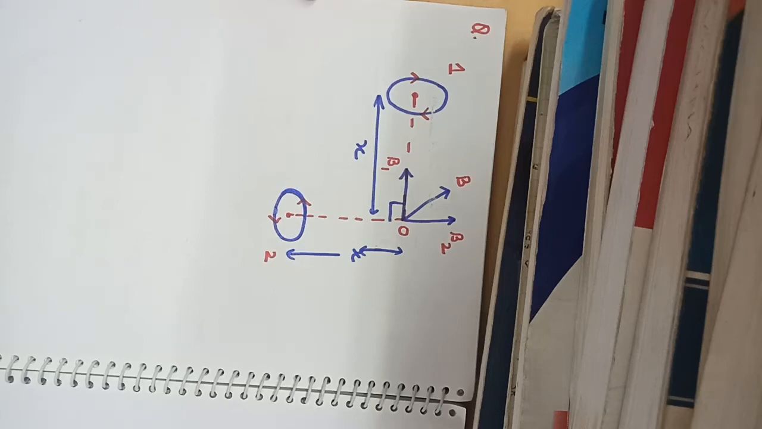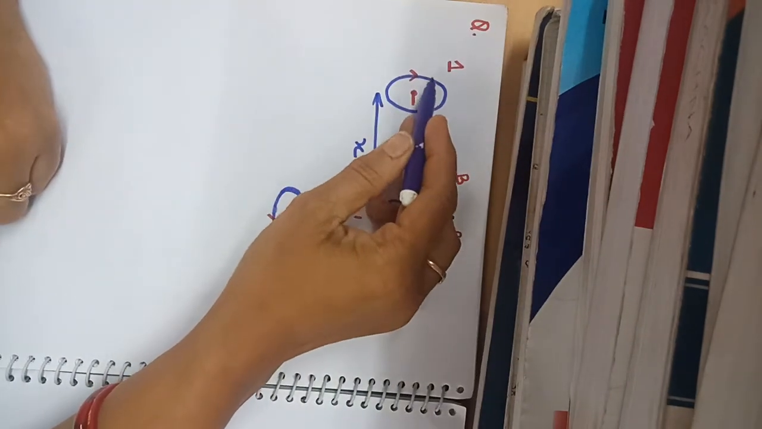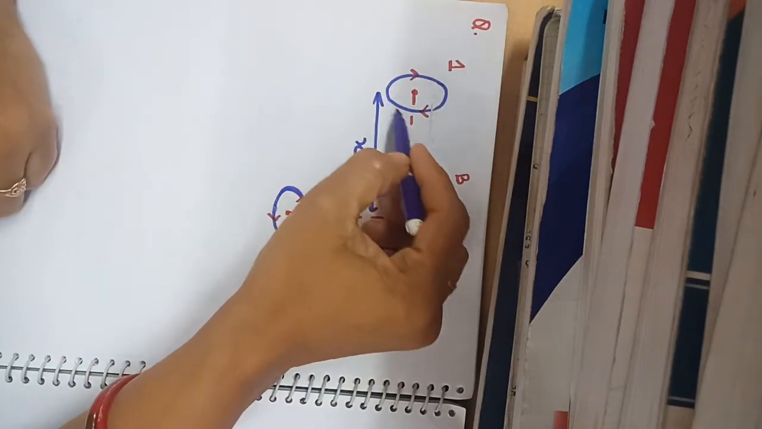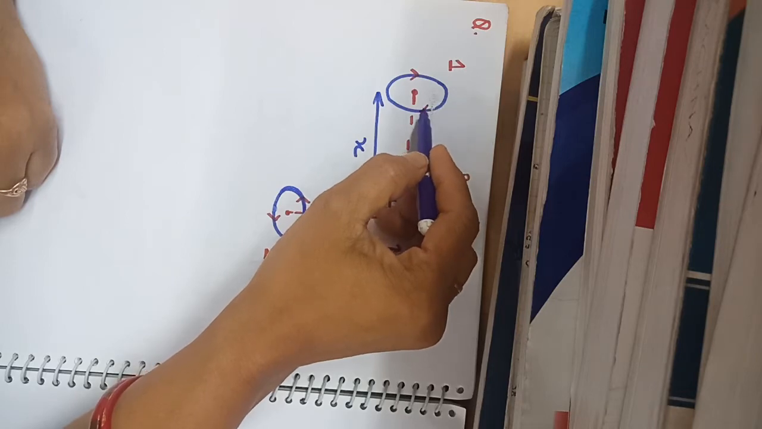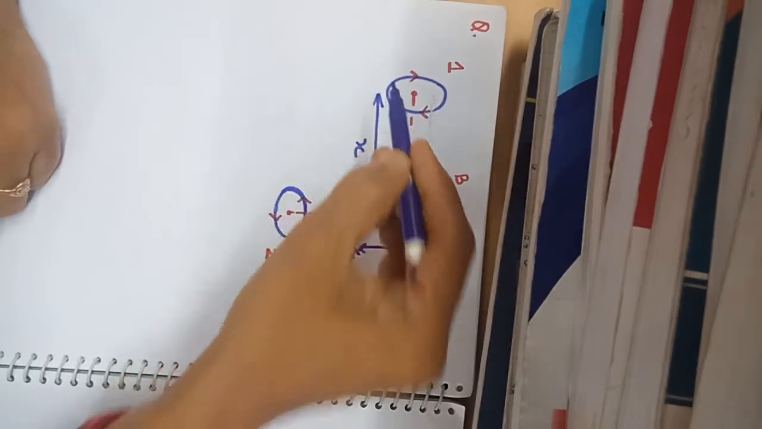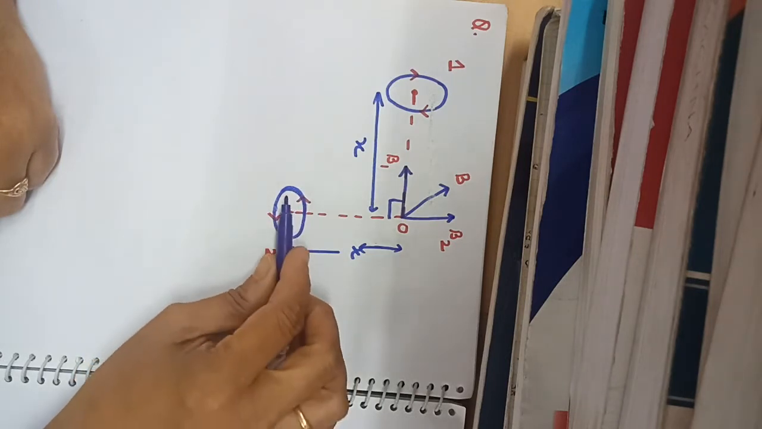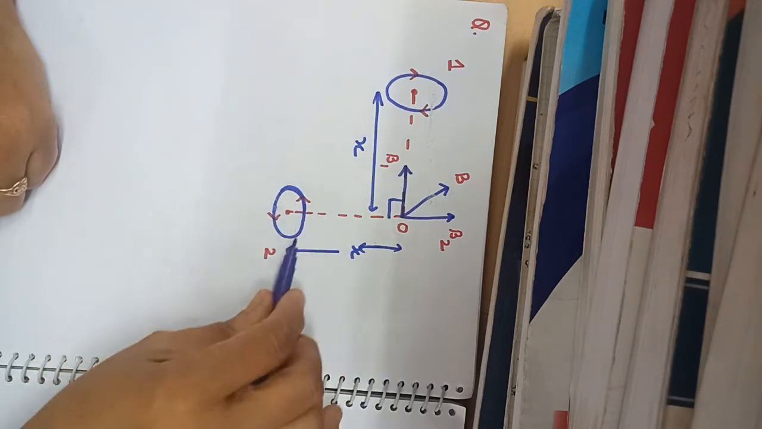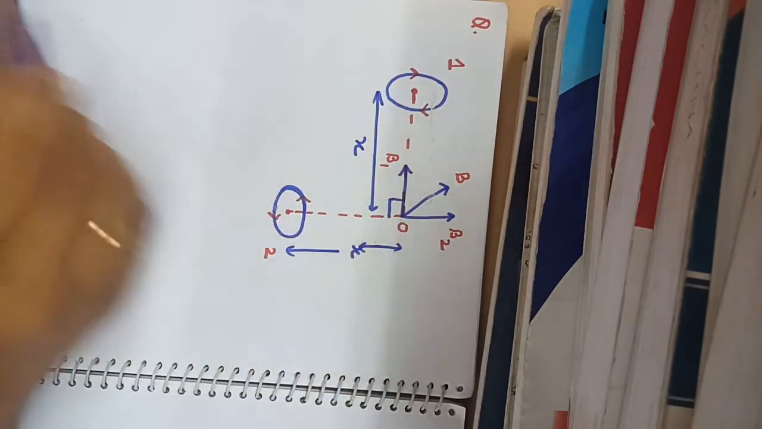See children, this is one question in which you have two circular loops. This is loop 1 and this is loop 2. The direction of current is given in the first loop and that is clockwise. And this is the second loop. When you observe the direction from this face, it is anti-clockwise. This is the axis of this loop and this is the axis of this loop.